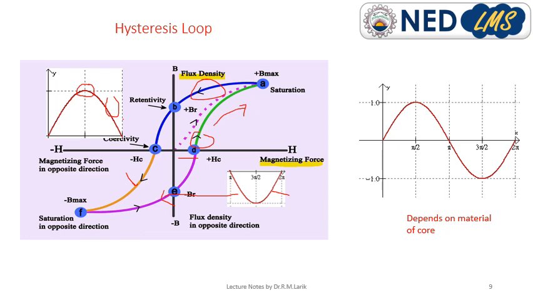It covers this whole cycle actually, positive cycle and negative cycle. Okay, the important thing is what is hysteresis loss? Hysteresis loss is the loss which occurs due to reorientation of magnetic domains.